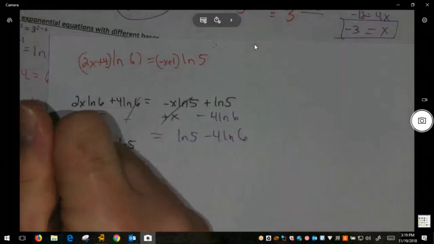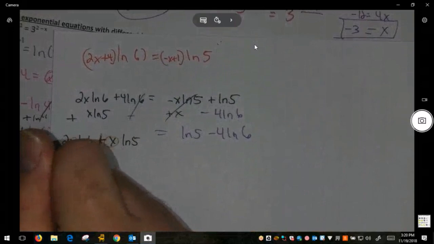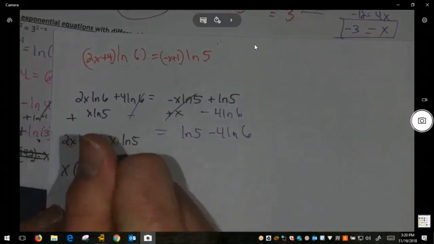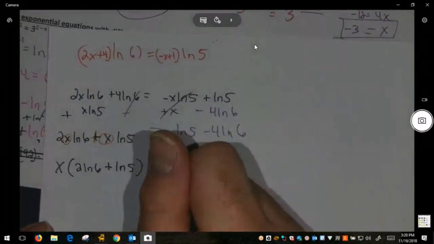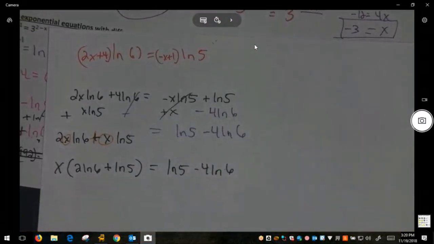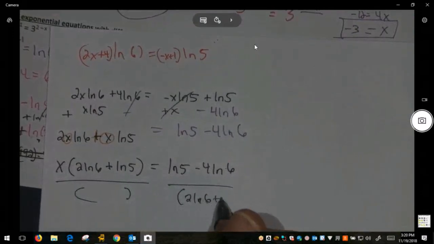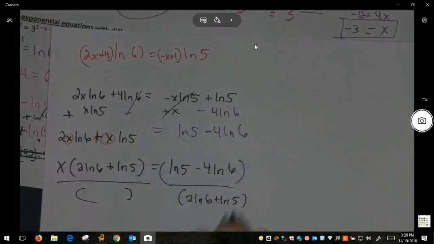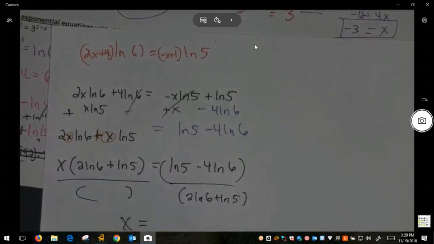If you look carefully, you can see that we have an x in both of these and a plus sign. So I'm going to factor out the x, leaving me with 2 natural log of 6 plus natural log of 5 equals, on this side, natural log of 5 minus 4 natural log of 6. To get x by itself, I will divide by that entire quantity, 2 natural log of 6 plus natural log of 5. And I either have to be careful how I do my parentheses, or I can combine these. This is 6 to the negative 4th. That's going to be complicated, so I'm just going to leave it like this.